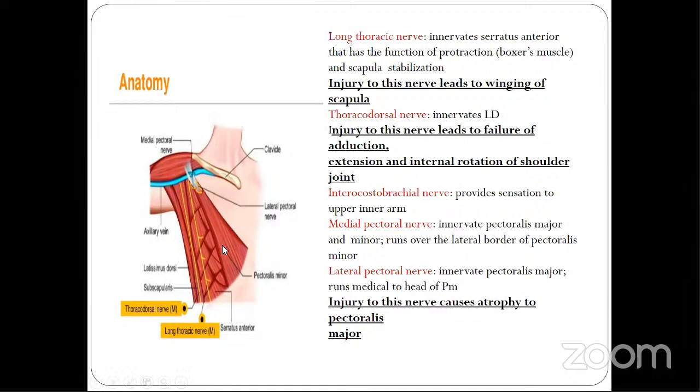Now, we have surgical importance here. A patient did mastectomy, and after mastectomy, the patient comes with winging of the scapula or failure of abduction.